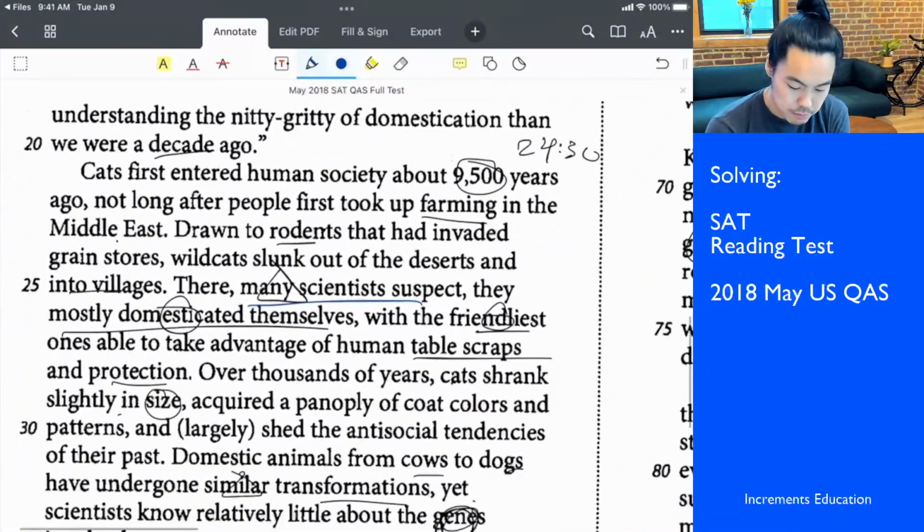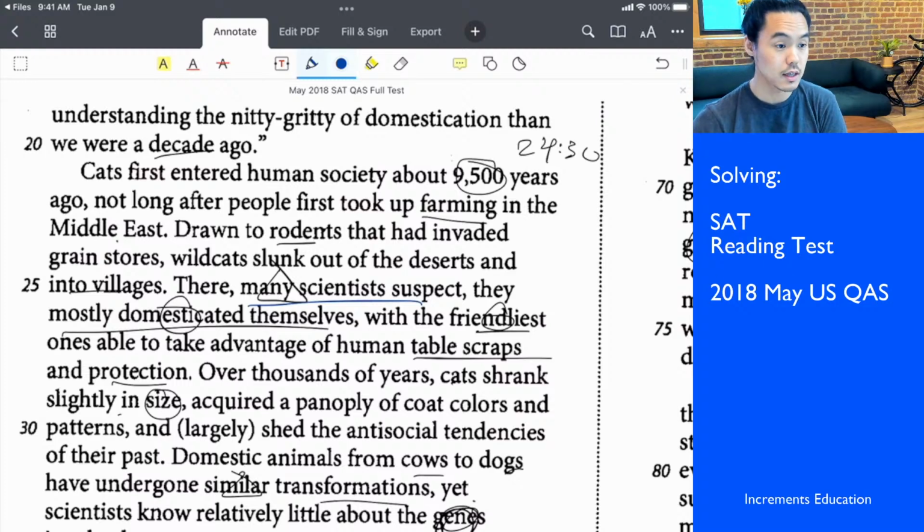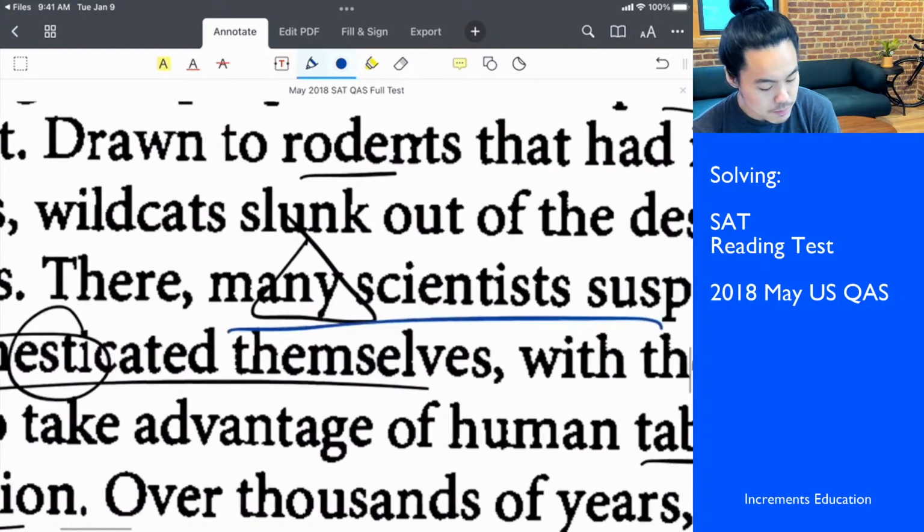It's because I remember how I put a triangle here. For a moment I thought, many scientists suspect they mostly domesticated themselves. And then I thought what would happen is, these scientists are going to argue that they didn't domesticate themselves. I was thinking of something like that, right? That maybe that will come out. So I sort of made a mental note.